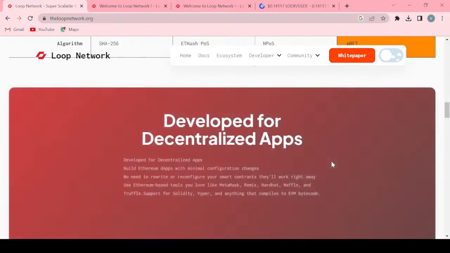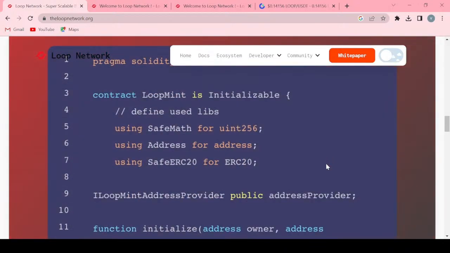It is developed for decentralized applications. This Loop network is developed for decentralized applications, where you build Ethereum dApps with minimal configuration changes, with no need to rewrite or reconfigure your smart contracts, and they will work right away. Use Ethereum-based tools that you like, such as MetaMask, Remix, and wallets, and it supports Solidity, Vyper, and anything that compiles to EVM bytecode. Here is some code which I have given.